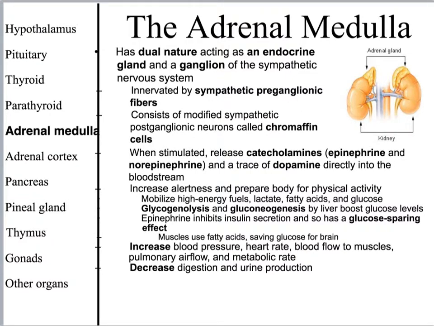The adrenal medulla is in the middle. Think medulla, middle. And the medulla is both an endocrine gland and a ganglion of the sympathetic nervous system. It is made of modified nerve cells, modified postganglionic sympathetic neurons called chromaffin cells. And here we are, chromaffin cells.